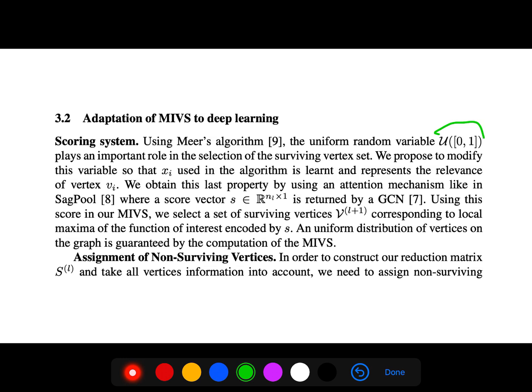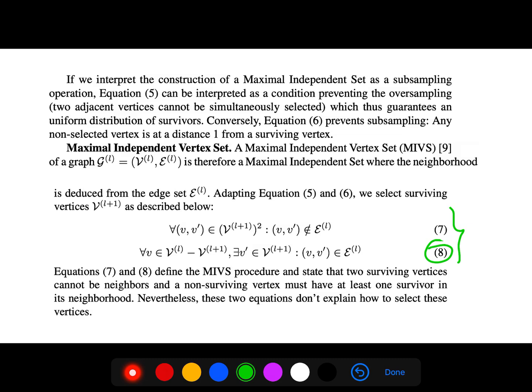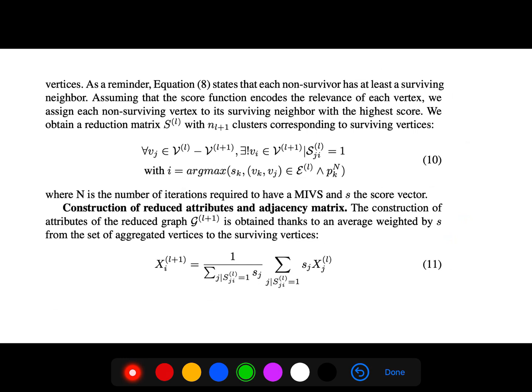In order to construct our reduction matrix and take all vertices' information into account, we need to assign non-surviving vertices. So this equation 8 you see here states that each non-survivor has at least a surviving neighbor. Assume that the score function encodes the relevance of each vertex. We assign each non-surviving vertex to its surviving neighbor with the highest score. And we obtain a reduction matrix with n sub L plus 1 clusters corresponding to surviving vertices. So finally, the construction of reduced attributes and adjacency is obtained using an average weighted by S from the set of aggregated vertices of surviving vertices.